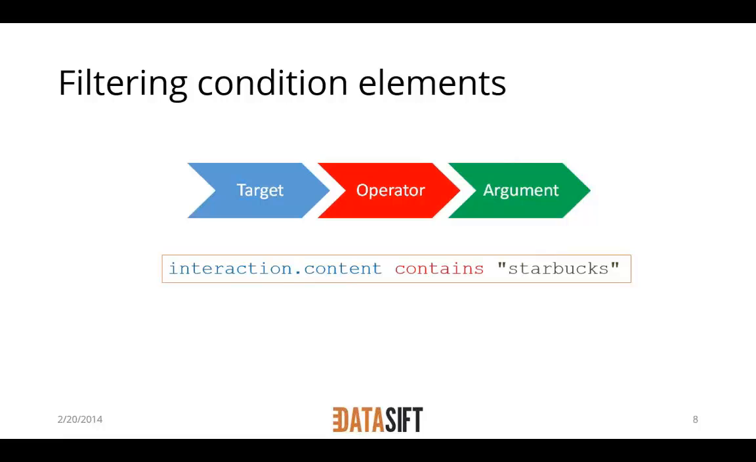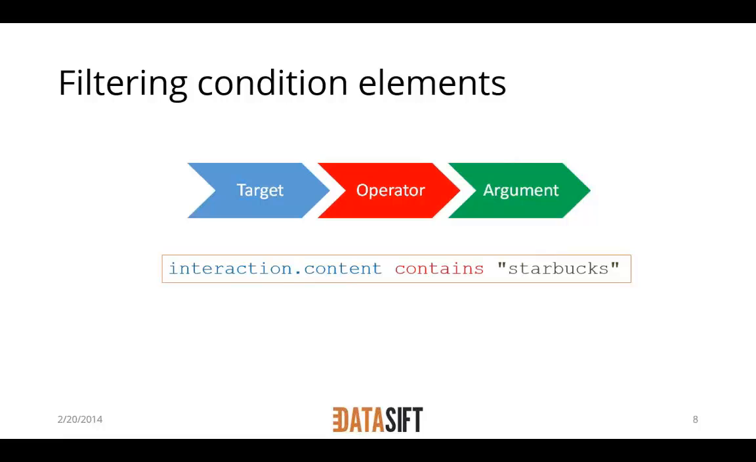source. So it could have been a tweet, it could have been a Tumblr, it could have been somebody making a comment on a blog post. Doesn't matter what the source is, the content is always an interaction.content. And contains Starbucks is simply saying it just has to have that word in it. So it's a very simple example of how CSDL works.